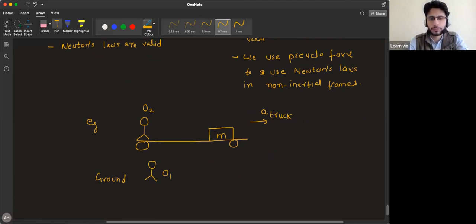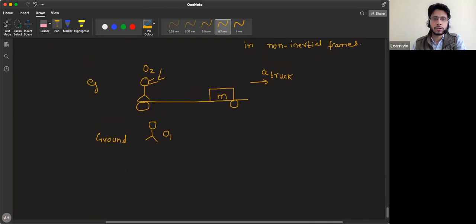Observer one is in inertial frame and observer two is in non-inertial frame. So which one of them will observe the pseudo force? One or two? No. The observer which is in non-inertial frame will experience pseudo force. So this will experience pseudo force. This will observe pseudo force. So this is non-inertial, and this is inertial.